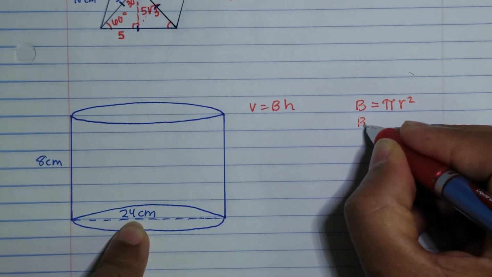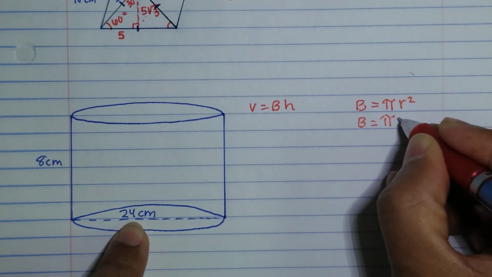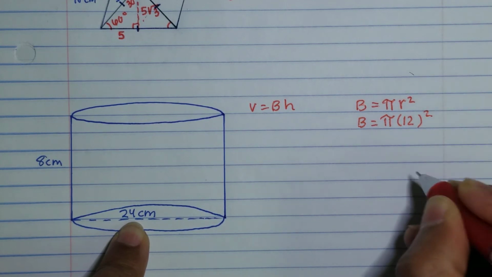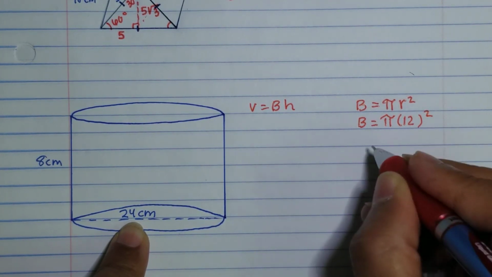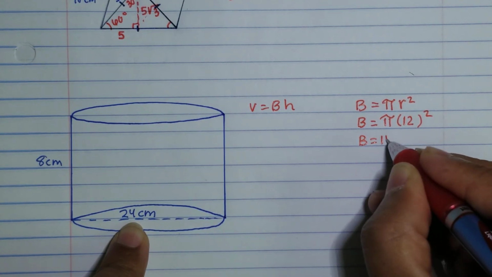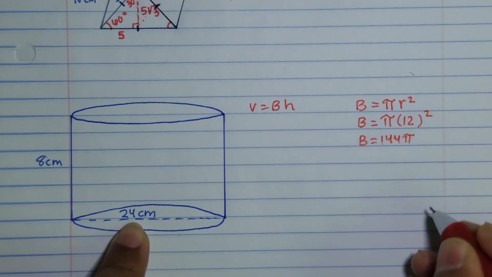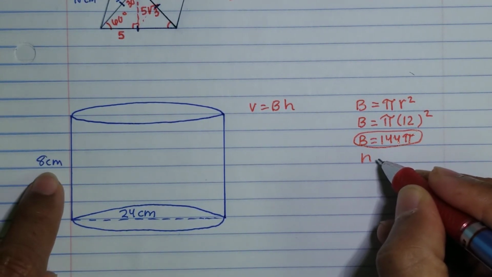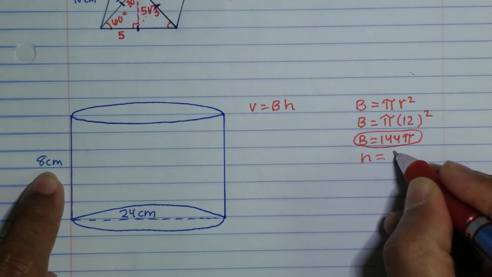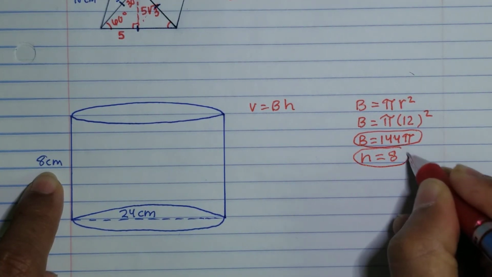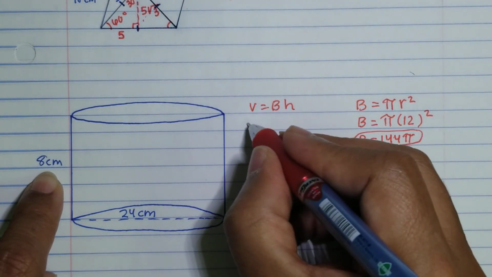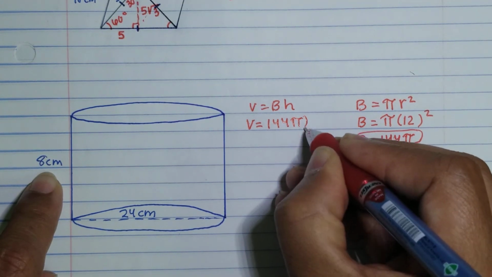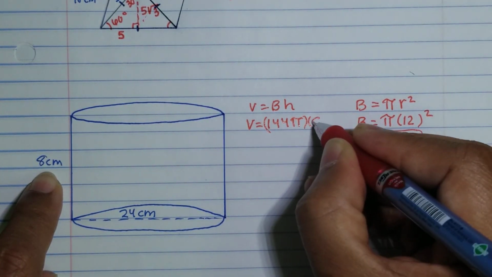Since the radius is half of 24, we substitute 12 for r, so this will be 12 squared. 12 squared is 12 times 12, so this will equal 144 pi. So we have this part of the formula, and then the height of the cylinder is given as 8 units. Once we have these two, we substitute them into the formula. So the volume equals 144 pi times 8.